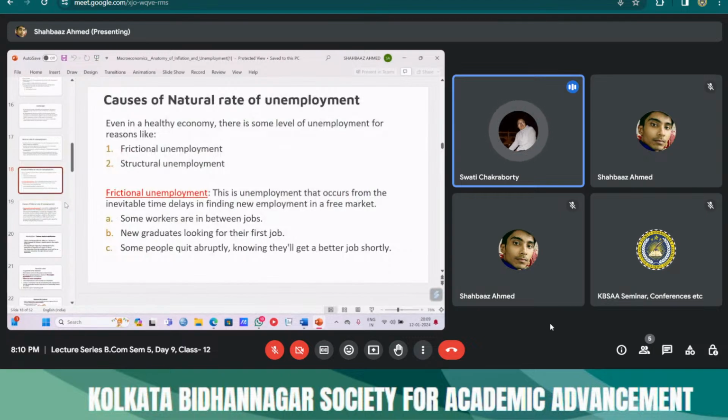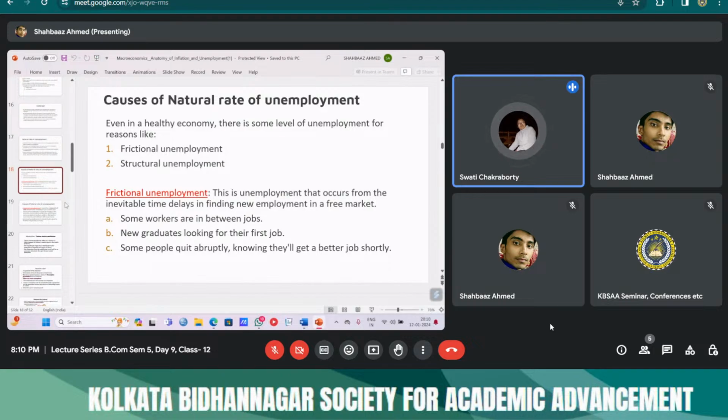As I said, there are two factors that cause the natural rate of unemployment. One is frictional and the other is structural unemployment. Now, what is frictional unemployment? It is the unemployment that happens as a result of the delay when a person is in between jobs. When you've left a job and you're trying to find a new job, there is an inevitable gap. You don't get a job immediately every time. Sometimes you just leave and search for another, so people are in between jobs.